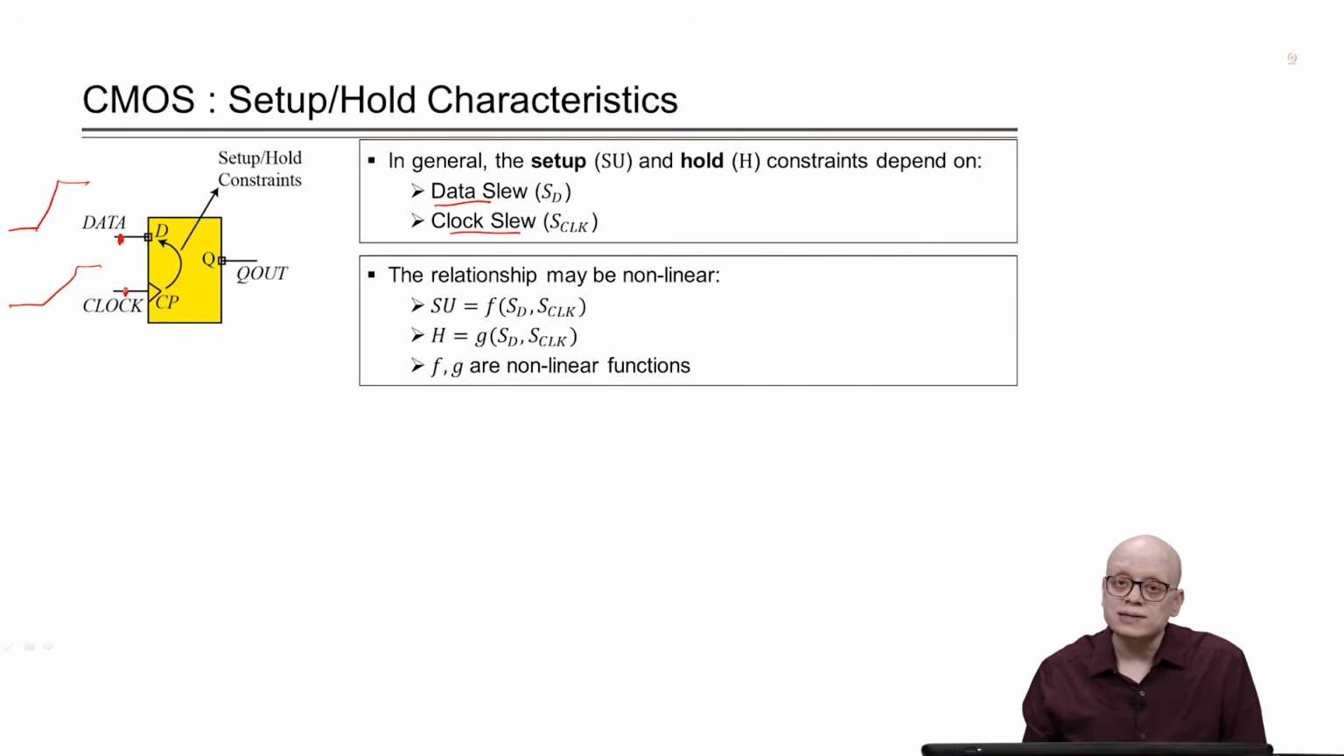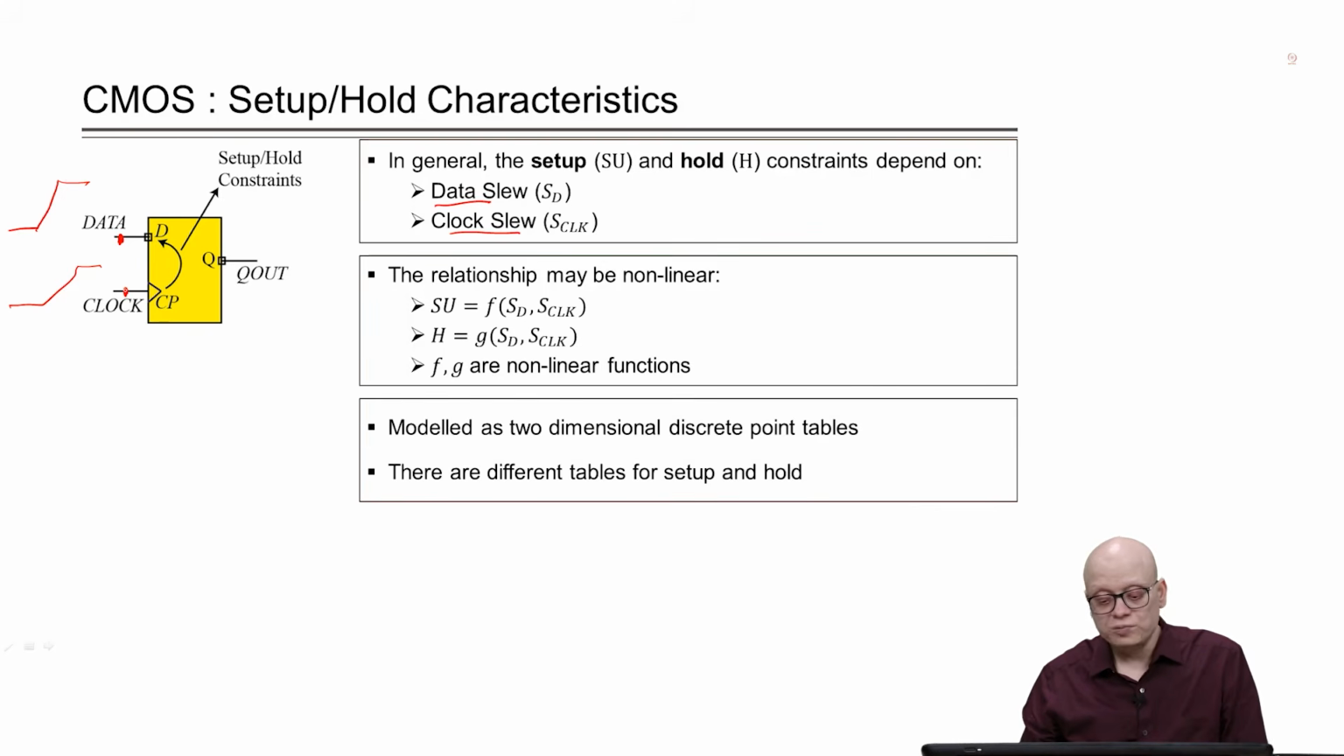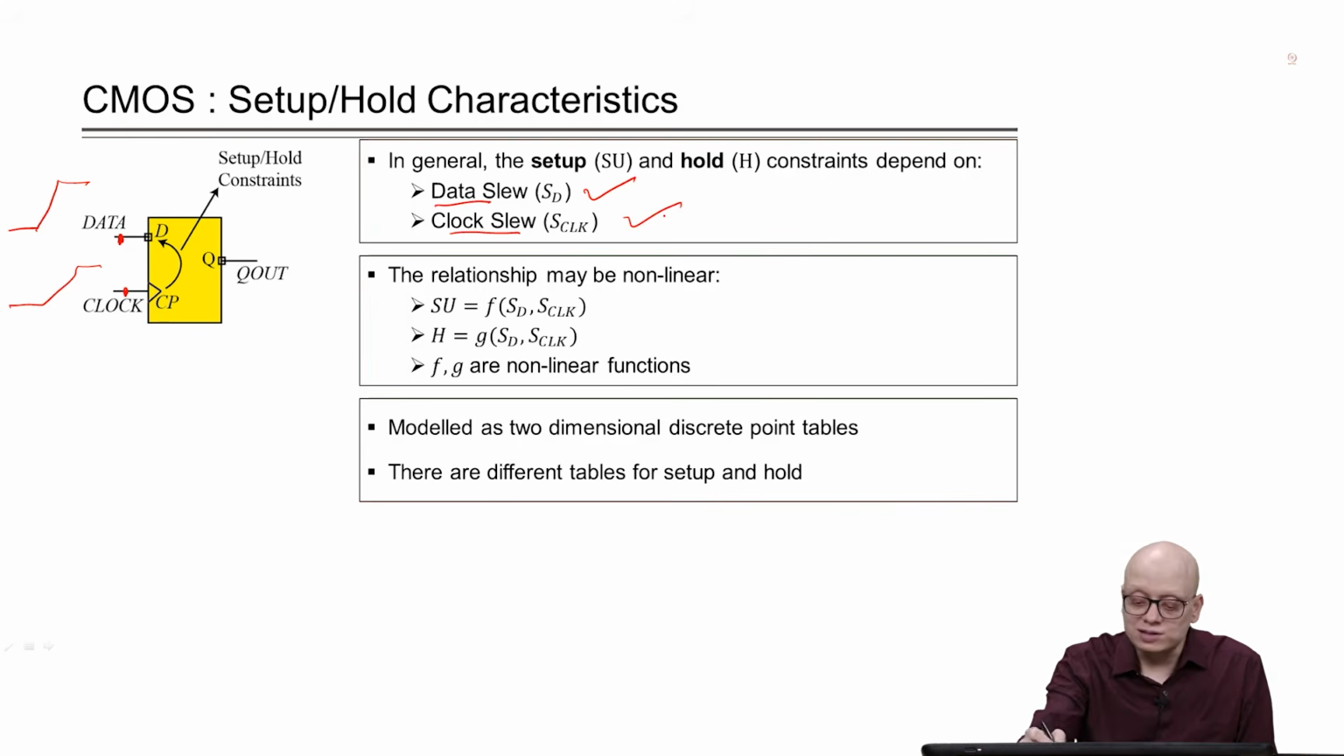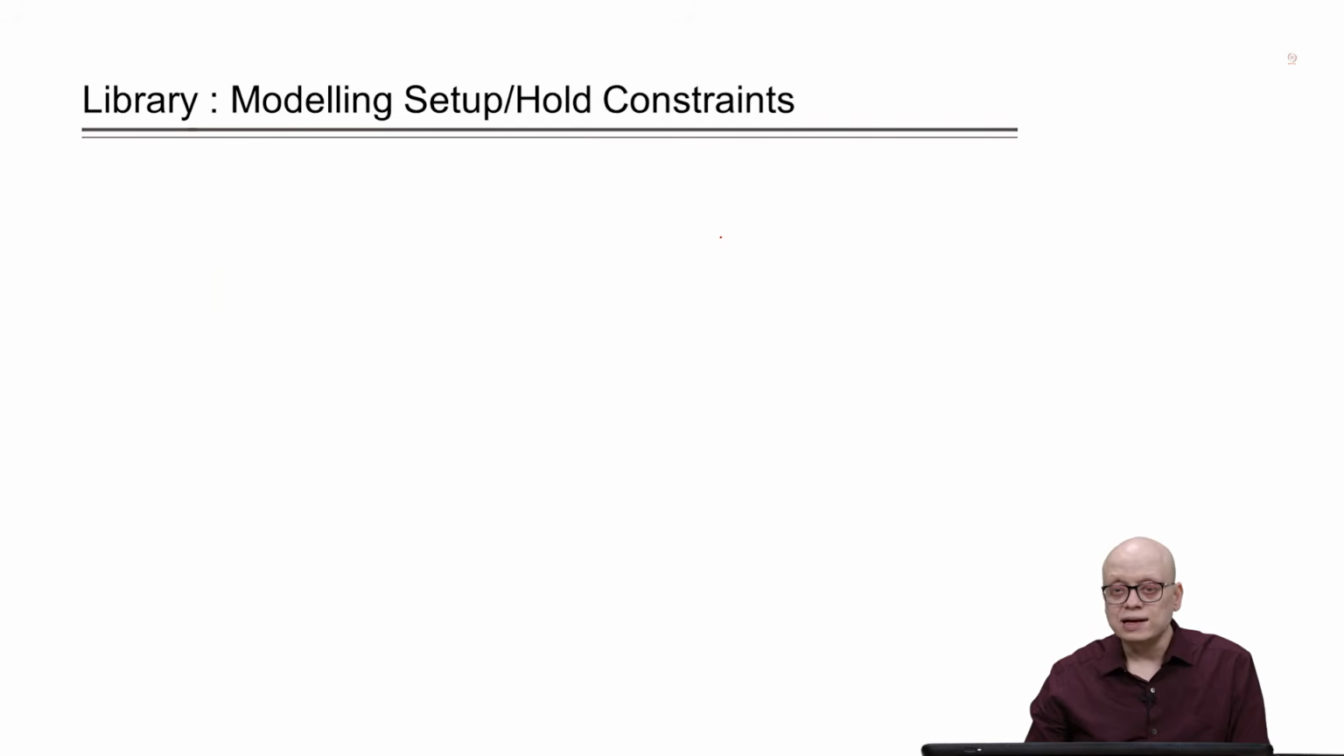Now, in general, again it is a non-linear function, and similar to NLDM, we can model it as two-dimensional discrete point tables, and there are different tables for setup and hold. Similar to NLDM, in this case also we have a two-dimensional table with two input variables, and these two input variables are data slew and the clock slew. And what are the output variables? The output variables are the setup time and the hold time. So, let us take an example of a library, and then we can understand.